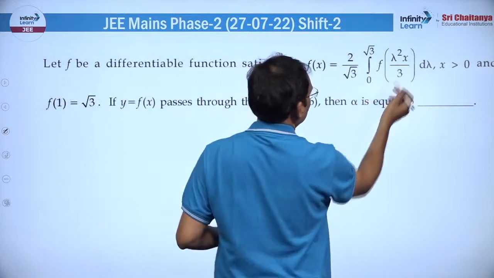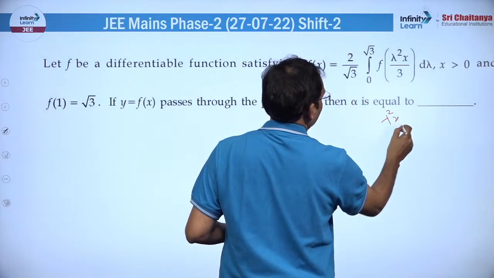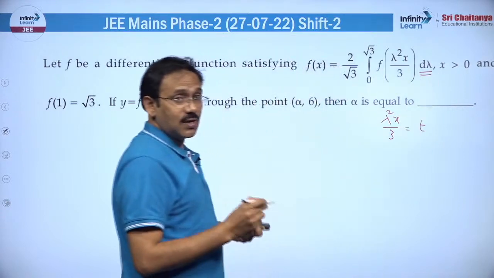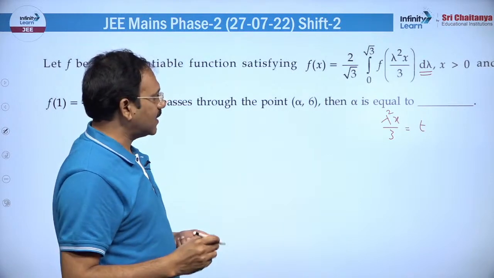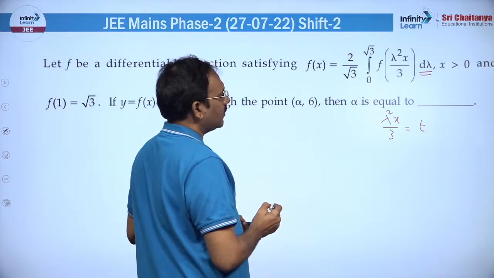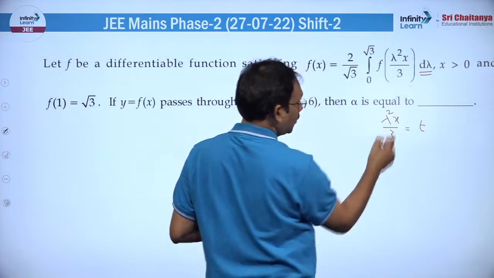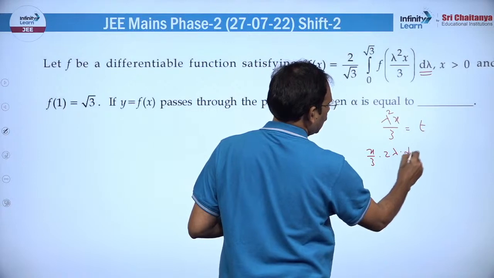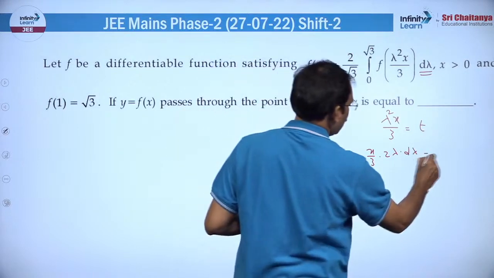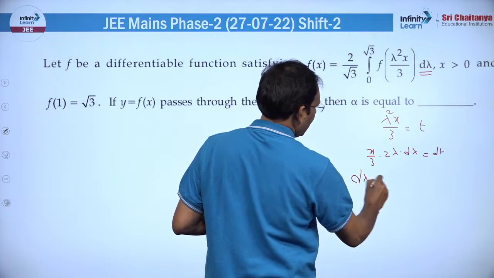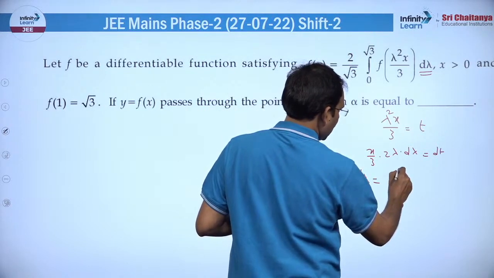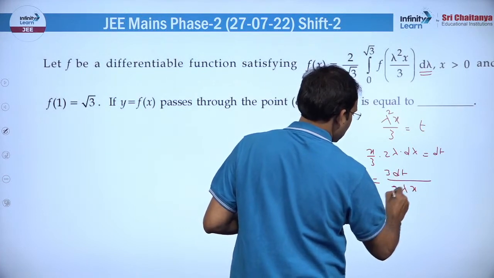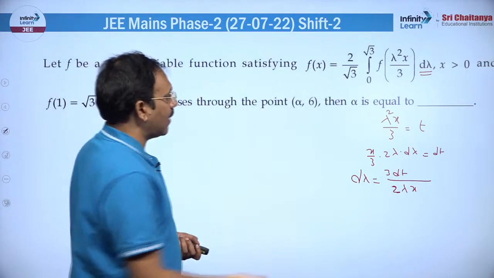Here, my dear friends, to avoid confusion, take lambda square x by 3 as some t. d lambda is given, so lambda is a variable, and x you treat as a number. So from this you are going to get the derivative d lambda. I replace x by 3 into 2 lambda into d lambda is equal to dt. So d lambda can be replaced by dt by 3, dt by 2 lambda x, right. So you try to eliminate lambda completely.